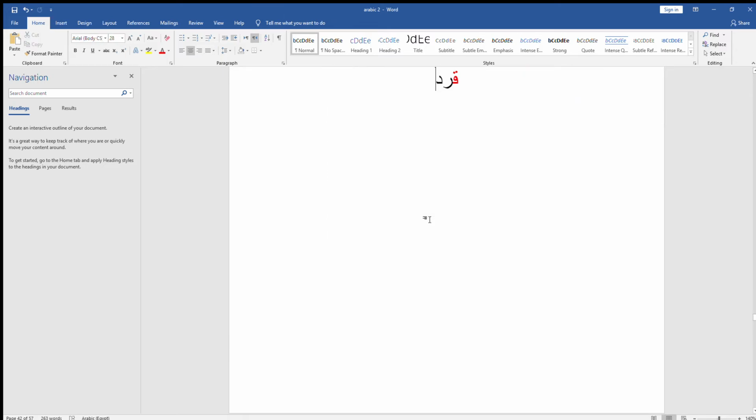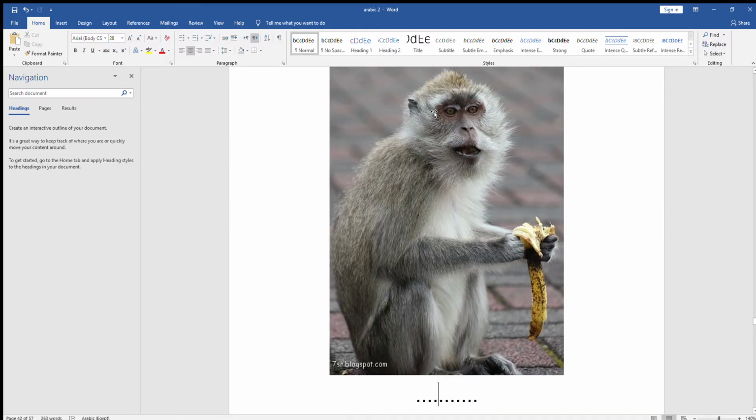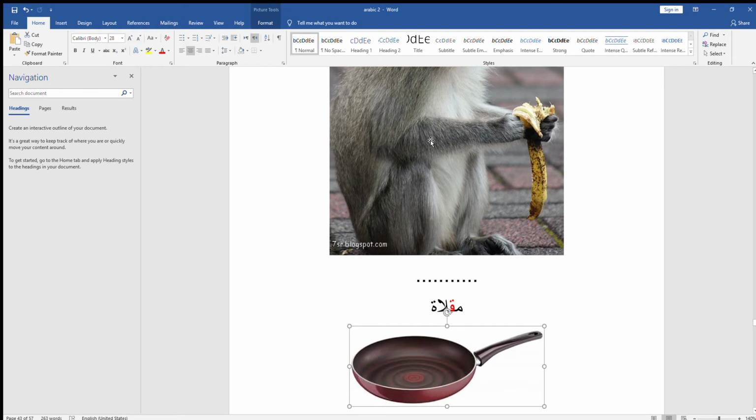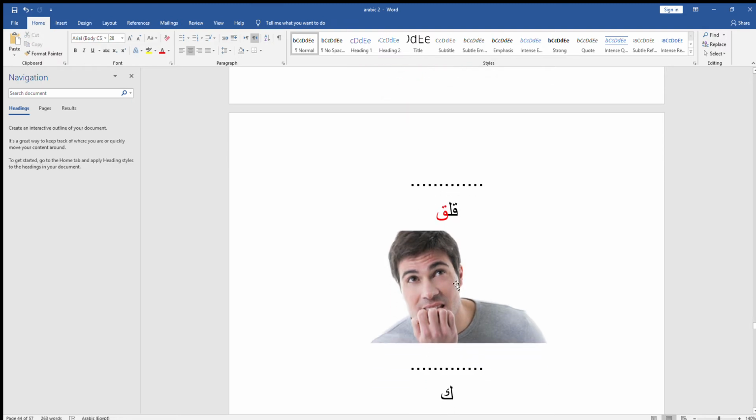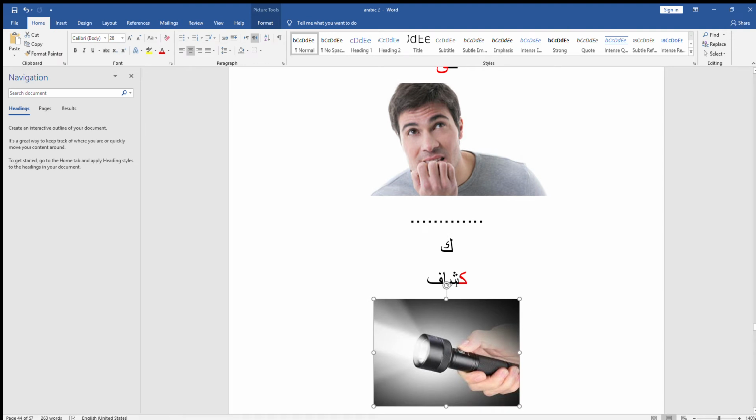Okay. قاف at the beginning of word like قرد. This is the shape of قاف at the beginning of the word قرد. مقلاة, قاف between two letters like مقلاة. This is مقلاة. We call it طاسة, and in Syria they call it طنجرة, I think. قلق. Someone is قلق. Don't be worried. Don't be قلق.